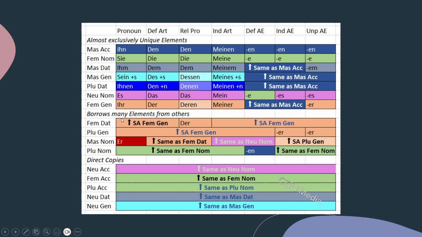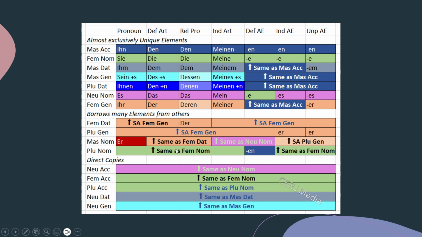So the feminine dative is almost the same as the feminine genitive, except the relative pronoun. The plural genitive is almost the same as the feminine genitive, except for this right here, the indefinite adjective ending, which is er. The masculine nominative is all over the place. Some of it is the same as the feminine dative, some of it is the same as the plural genitive, and some of it is the same as the neuter nominative.